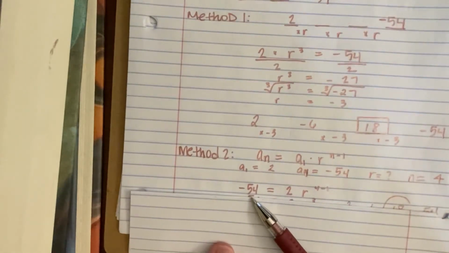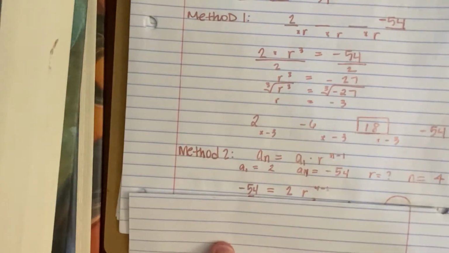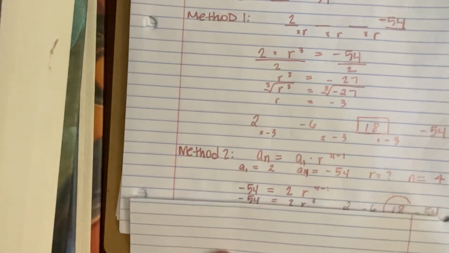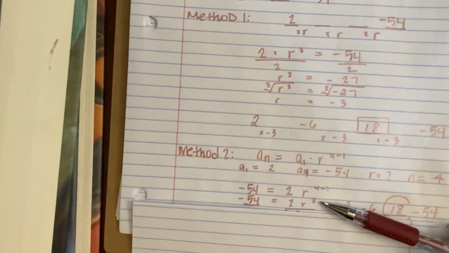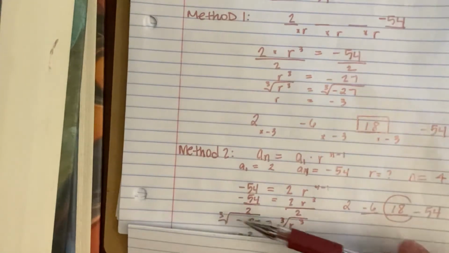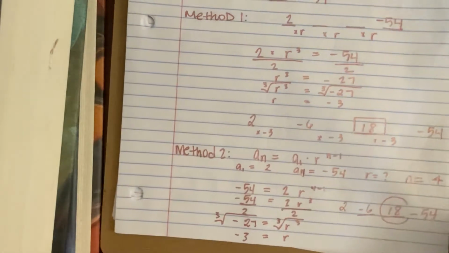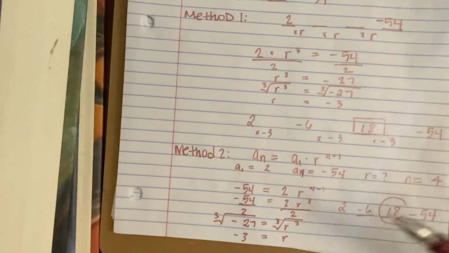This is your a sub n, which is a sub 4, negative 54, is equal to the value of the first term times the ratio, which is what we're looking for, raised to the 4 minus 1 power. 4 minus 1 is going to give us an exponent of 3 here. Then you'll divide both sides by 2. Take the cube roots, and we get negative 3 is r. From here, you would just solve the same way we did before. 2 times negative 3 to get negative 6, times negative 3 to get positive 18, times negative 3 to get negative 54.